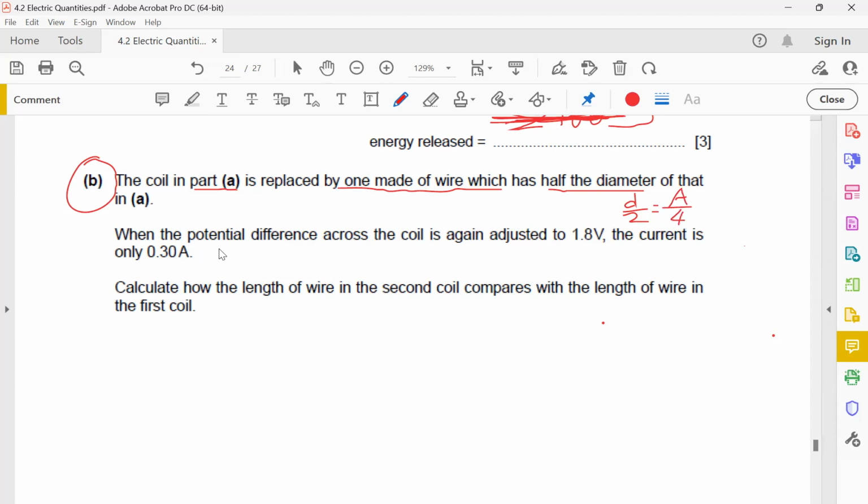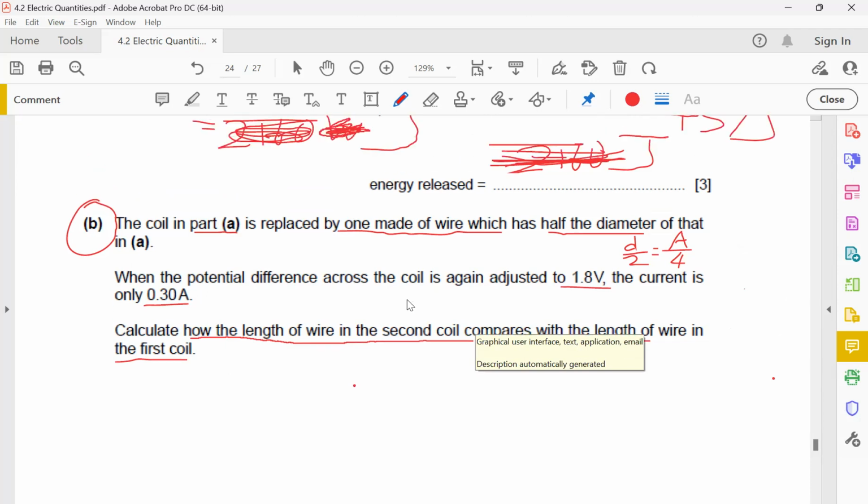Okay. Now it says that when the potential difference across the coil is again adjusted to 1.8 volts, the current right now is 0.3 amperes, right? And they asked me to calculate the length of the wire in the second coil compared to the length of wire of the first coil. Now, all this may sound a lot like gibberish, and truth be told, when I read this the first time, I had to read it the second or third time only to understand what the question wants from you.